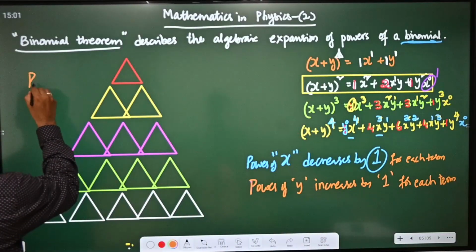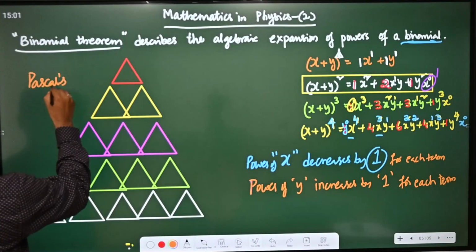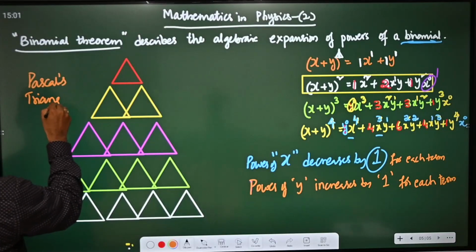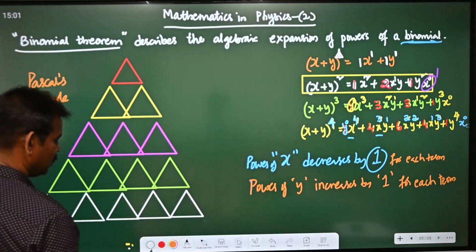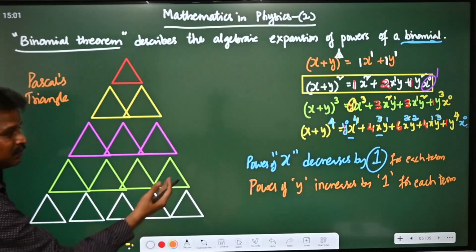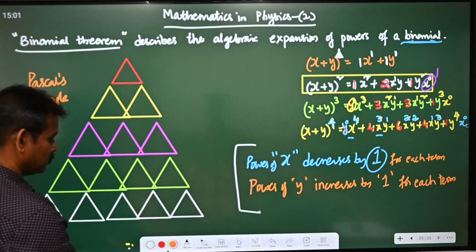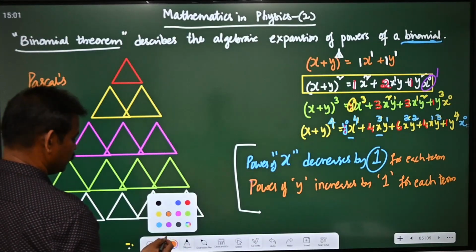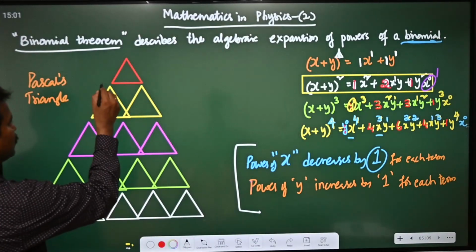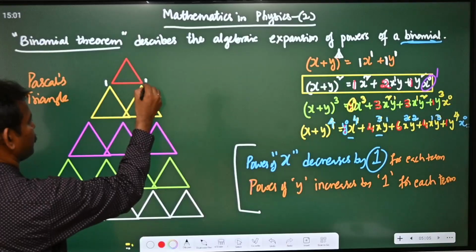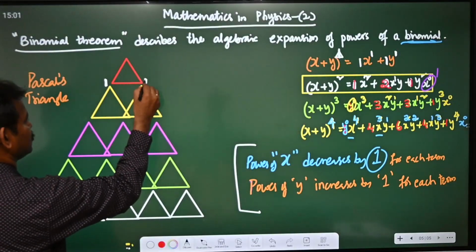This triangle is called Pascal's triangle. By using this triangle, we can give the coefficients easily, because we just now found the relation between x power and y power. So how to write these coefficients? We will see. First coefficients are 1 and 1. This is 1, this is 1.